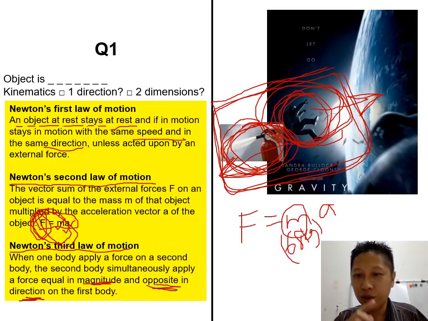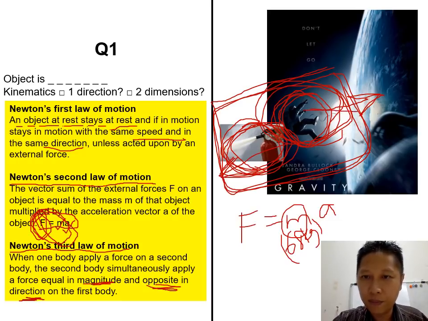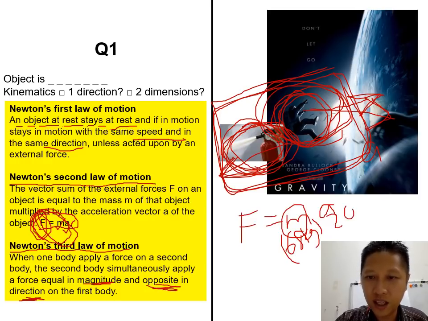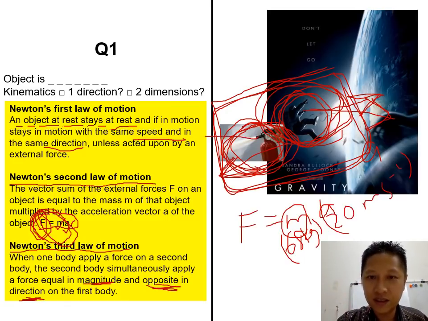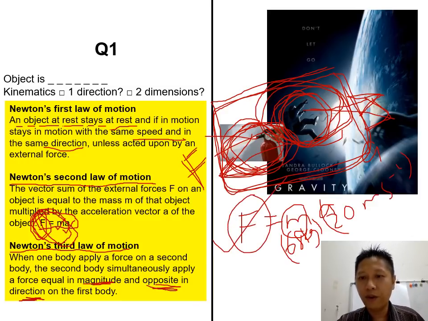A, if we know the acceleration that makes Sandra move back to the Earth, what is her acceleration? Let's say the acceleration is 20 meters per second squared. Then we can know the force pushing out from the fire extinguisher. What is the force? So for this case, we can know all these three laws.